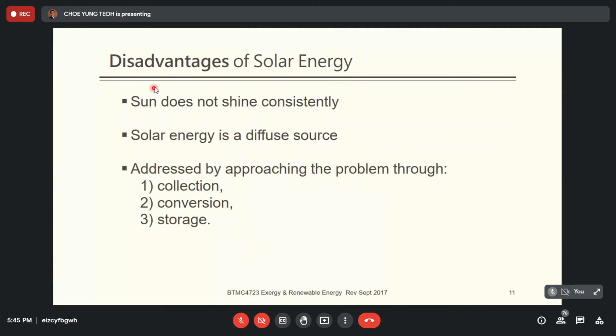Okay. Disadvantage of solar energy: the sun does not shine consistently. Consistently, I think, refers to the atmospheric condition. Sometimes you have clouds, sometimes you have dust. You notice that in Beijing, China, they do not really use the solar panel. They use wind most of the time, because the dust content in their air is very, very high.